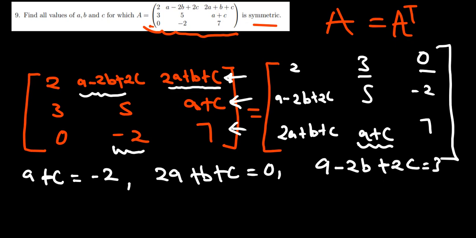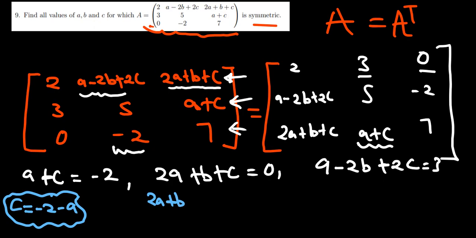So let's make c the subject here. We're going to say c is equal to minus 2 minus a. Wherever there's c in these two equations, we're going to replace it with minus 2 minus a. So I'm going to write 2a plus b, and where there's c here, I'll write minus 2 minus a is equal to 0. And from this equation, a minus 2b, then plus 2, where there's c, I'm going to write minus 2 minus a, and this is equal to 3.